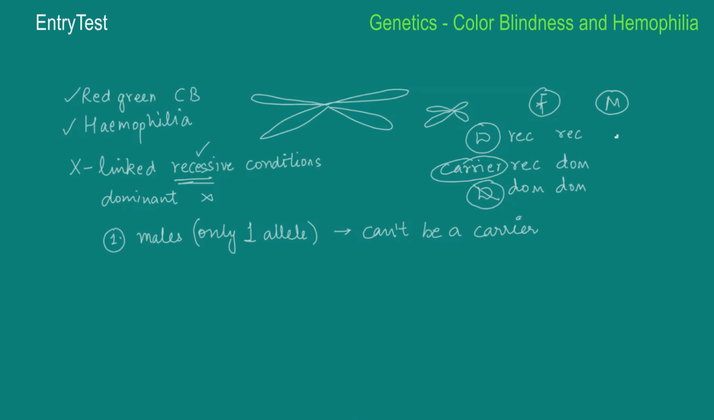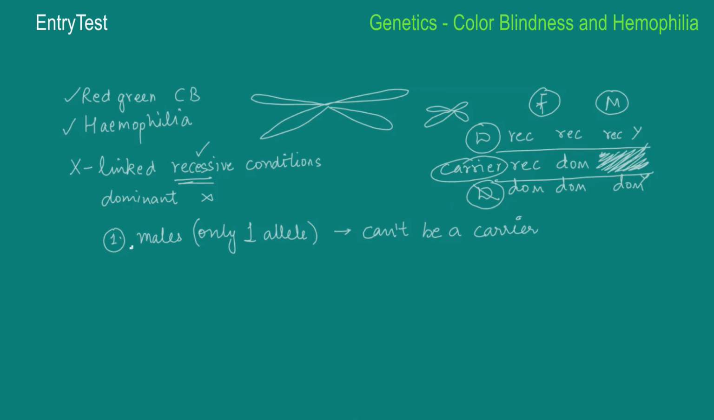In case of males, they don't have a second X, so let's not worry about the second allele. Either they will have the recessive allele or they are going to have the dominant allele. If they have the dominant allele on the X chromosome and the other chromosome is Y, which is obvious, they will not have the disease. If they have the recessive allele on the X chromosome and there will obviously be no allele on the Y chromosome, it's going to be a disease for them. So this is something that you need to know. There is no carrier condition present in males for the disease.